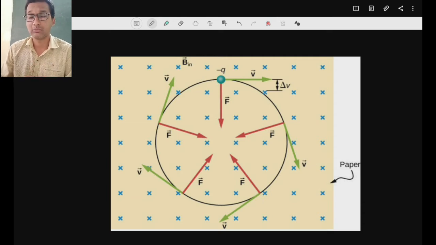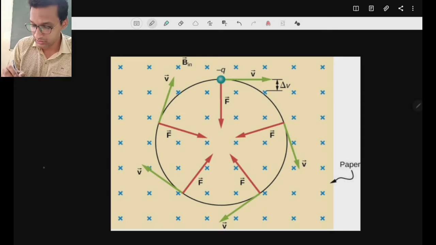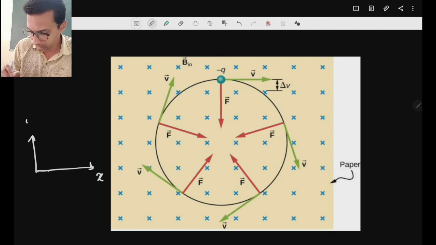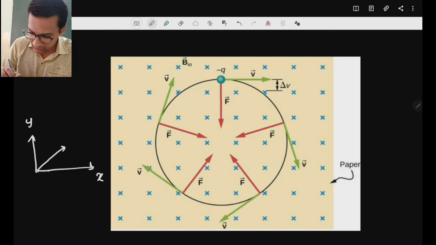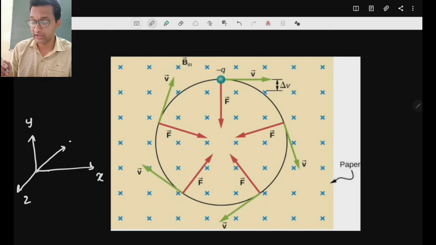In the diagram you can see the magnetic field is pointing downwards to the plane of the paper. It is pointing inside the plane of the paper. The velocity is perpendicular. That means this velocity is in the xy plane. The velocity is along x or along y, and the magnetic field is along this z axis. It is pointing towards the downward direction.